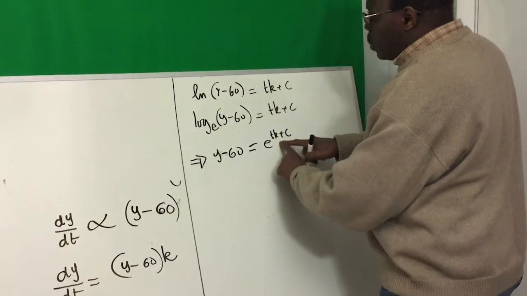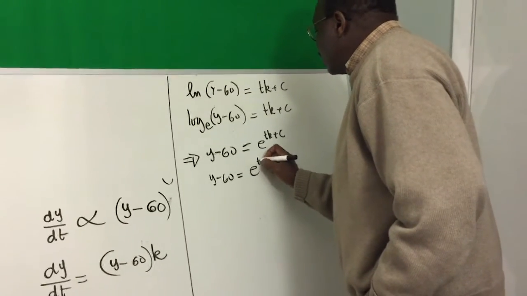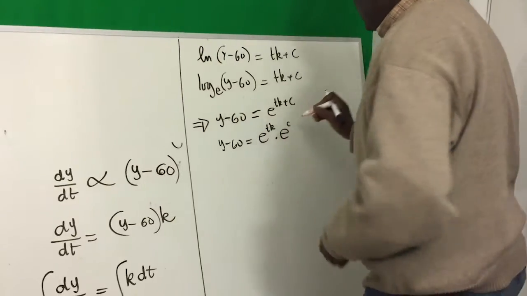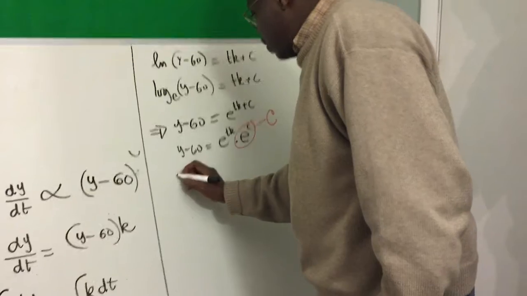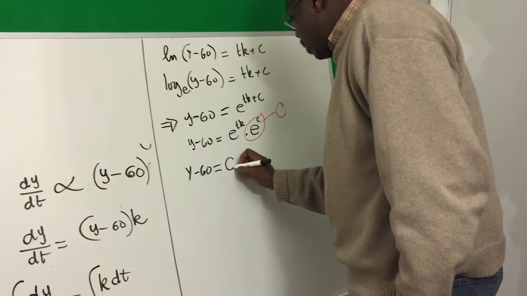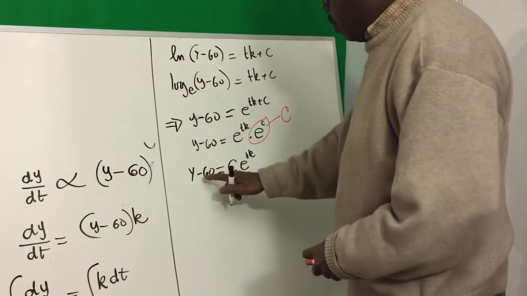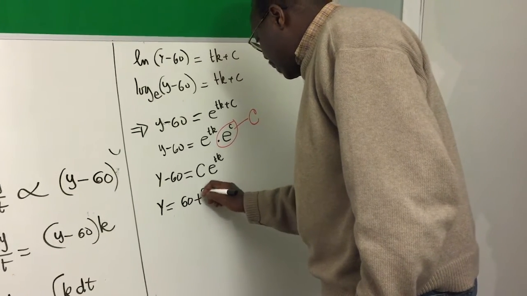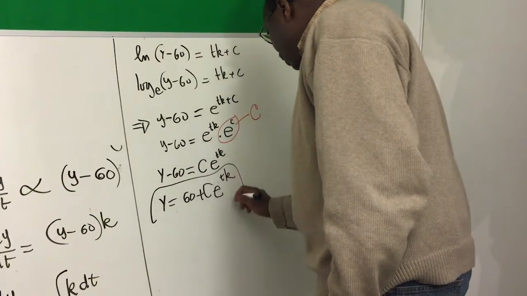These are constant. Separate the two to read y minus 60 is equal to e^(tk) times e to the power c. This is a constant. You can call this capital C. And this will read y minus 60 is equal to C e^(tk). Now you can move this to the other side, and this will be 60 plus C e^(tk). So this is the formula that we're going to use.